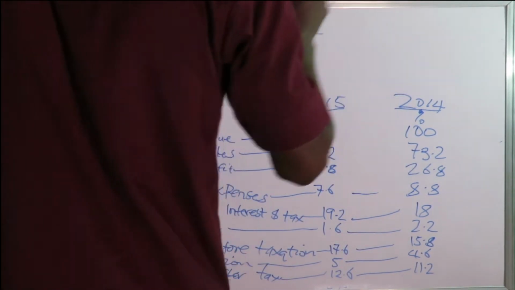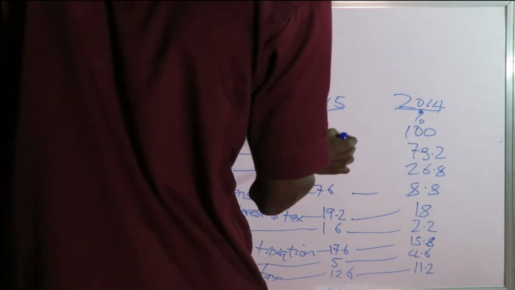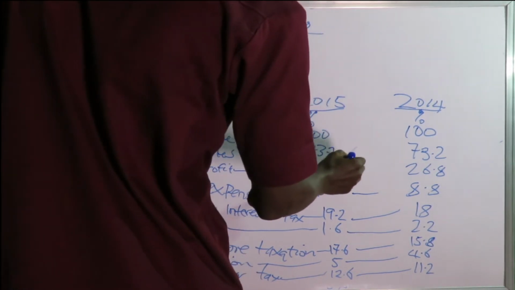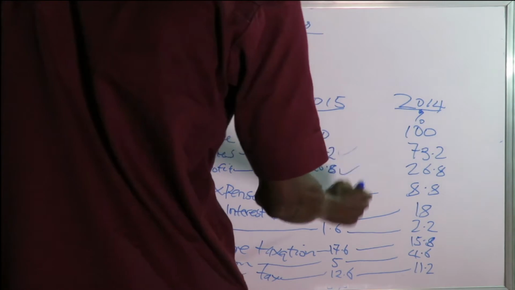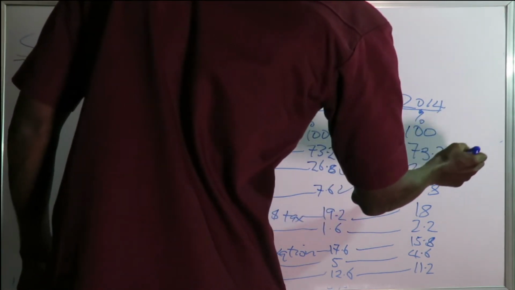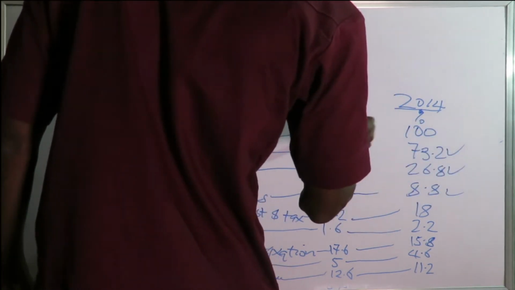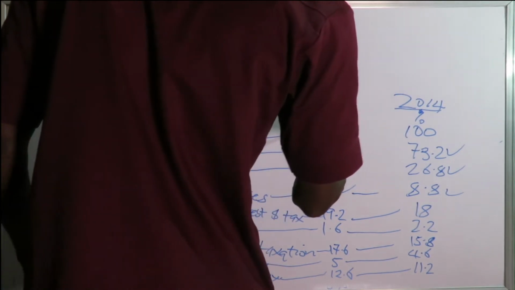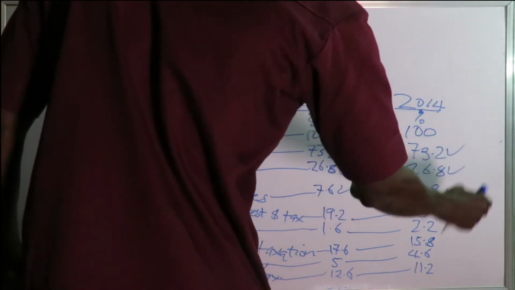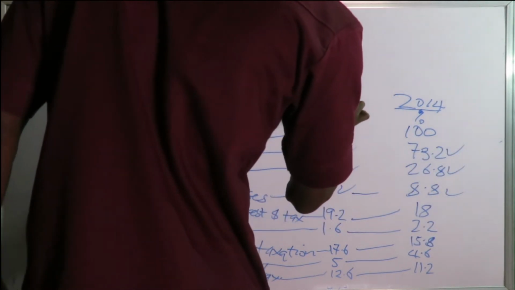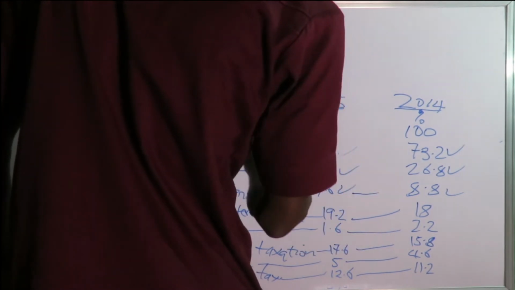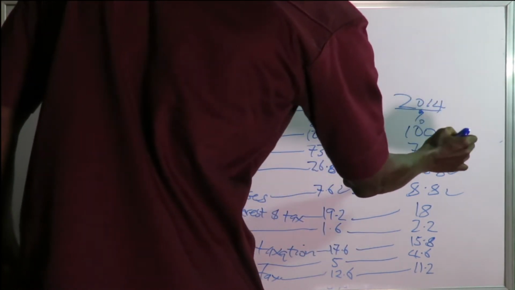So now the workings. How did we get this? And how did we get this? I'll work for these three alone. This 100 is the sales revenue. So we are using the sales revenue to calculate all this. We are using the sales revenue for 2015 to calculate for this, and the sales revenue for 2014 to calculate for this.